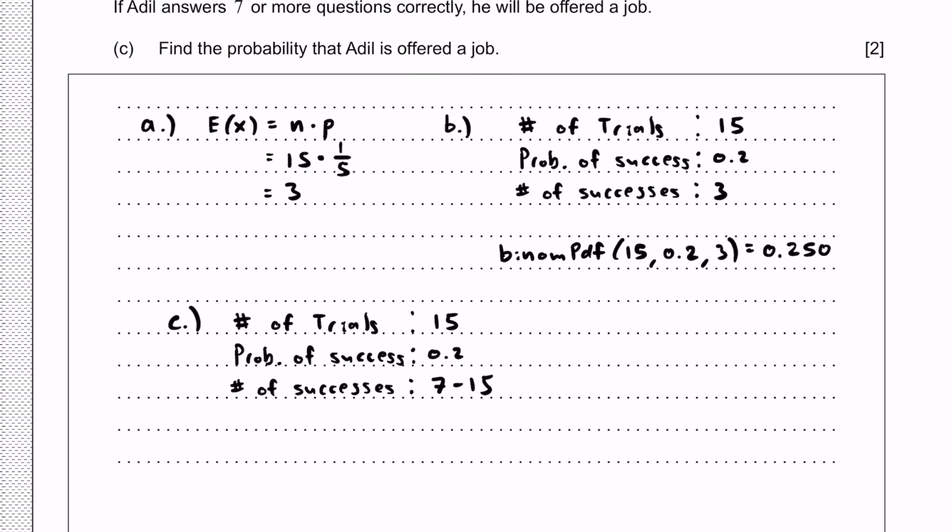All right, let's go ahead and write that out. Binom CDF. 15 trials, probability of success of 0.2, lower bound, upper bound, and then our answer. 0.01805, or to 3 sig figs, 0.0181. So just about a 1% chance that that occurs.